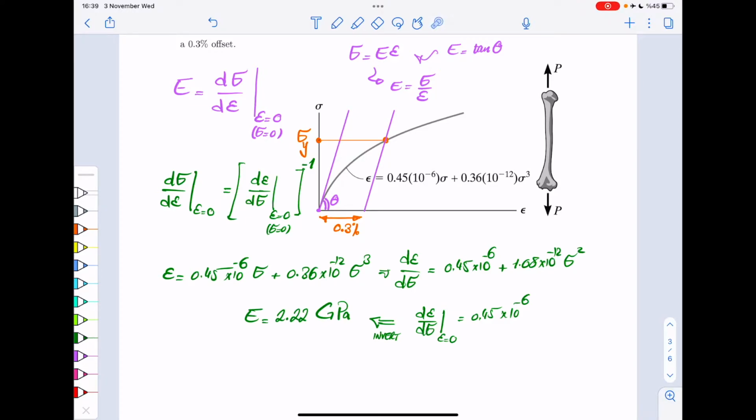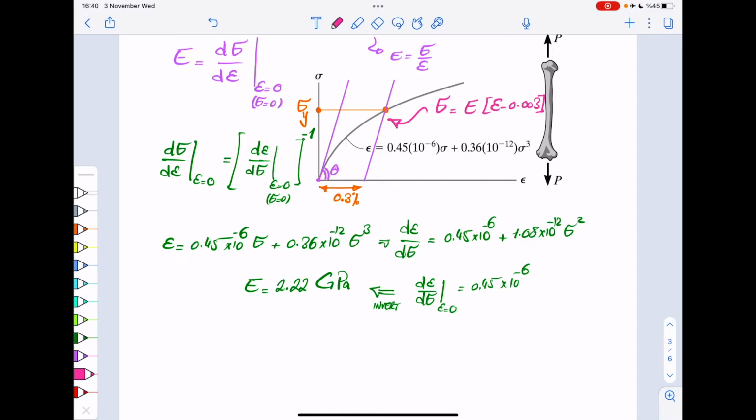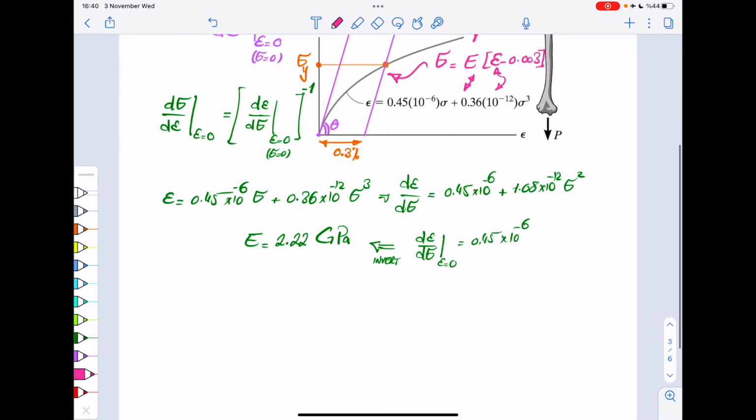Now that you have that, all you need to do is to write the equation of this line. Now, what is the equation of that line? It's actually pretty simple. The equation of that line is simply sigma is E times epsilon minus 0.003. Right? So that's the equation of that line. And all you have to do is to set these two equal and to intersect them. Now you know what is E. E is 2.2 times, let's say, 10 to the power 9. All right? And epsilon is here. So you can basically set the epsilons equal and calculate sigma. That's what we want to do.